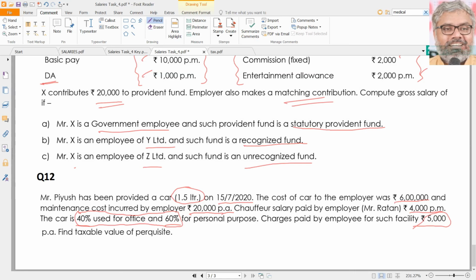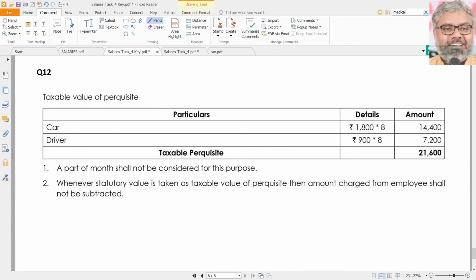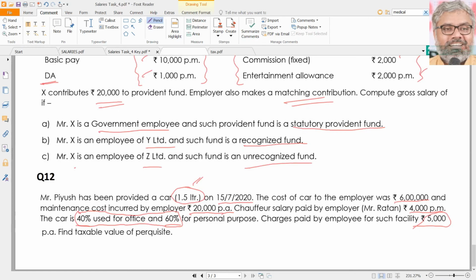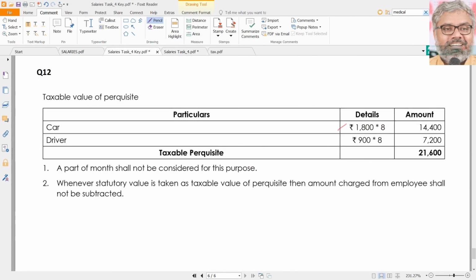Only what is relevant here is, first thing first, what is the capacity of the car? Second thing, whether driver is provided or not. Remaining actuals are irrelevant. Straight away, since the capacity is 1.5 liter, the amount taxable for the purpose of valuation of car is 1,800 rupees per month.